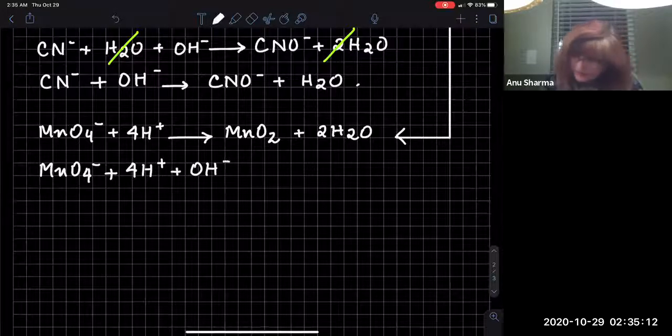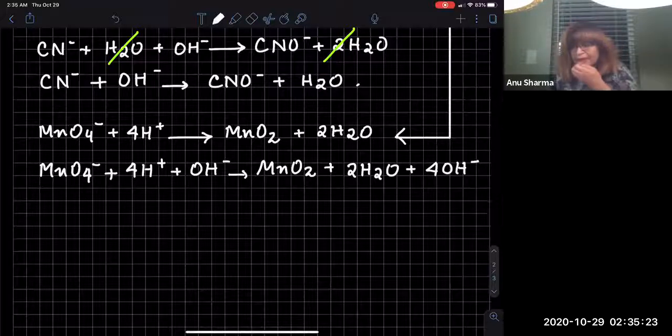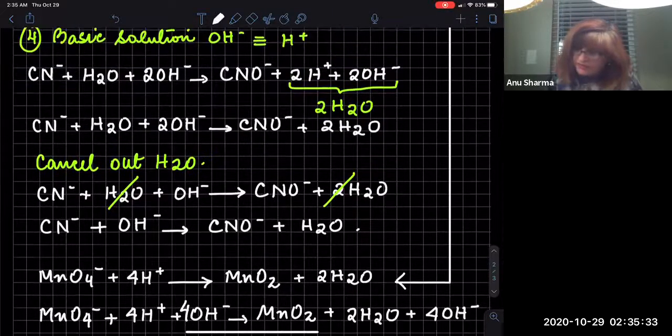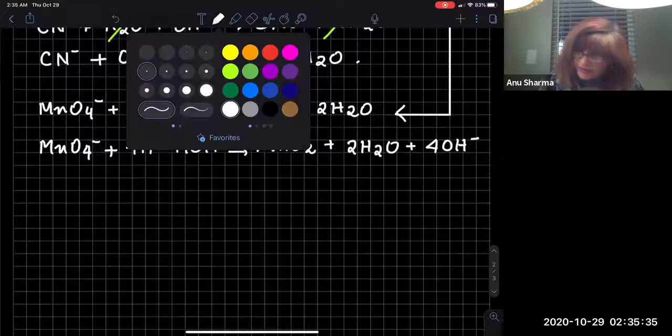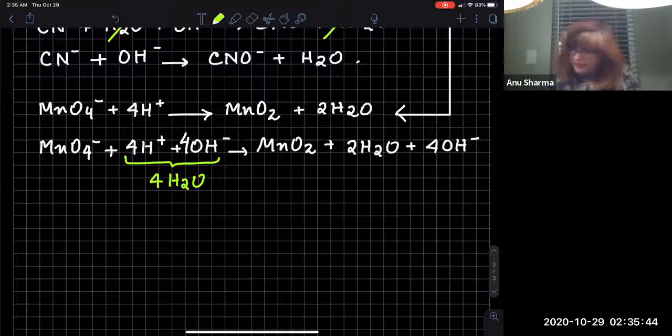And this is going to give you MnO2 plus 2H2O, plus 4 OH⁻ ions. Sorry, this was 4. So 4 OH⁻ ions and 4 hydrogen ions together, what do they create? Just like we have here, same story, 4 hydrogen ions and 4 OH⁻ ions together will create 4 H2O. This is on this side.